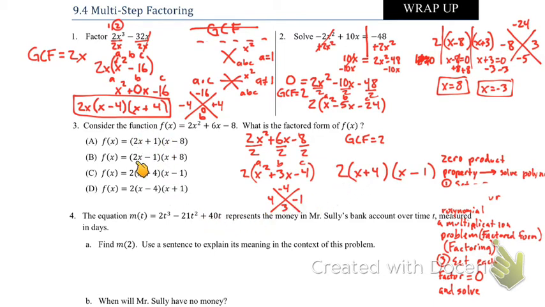We know it's not this one, not that one. We have a 2, x plus 4, x minus 1. And there it is. So C is my answer.